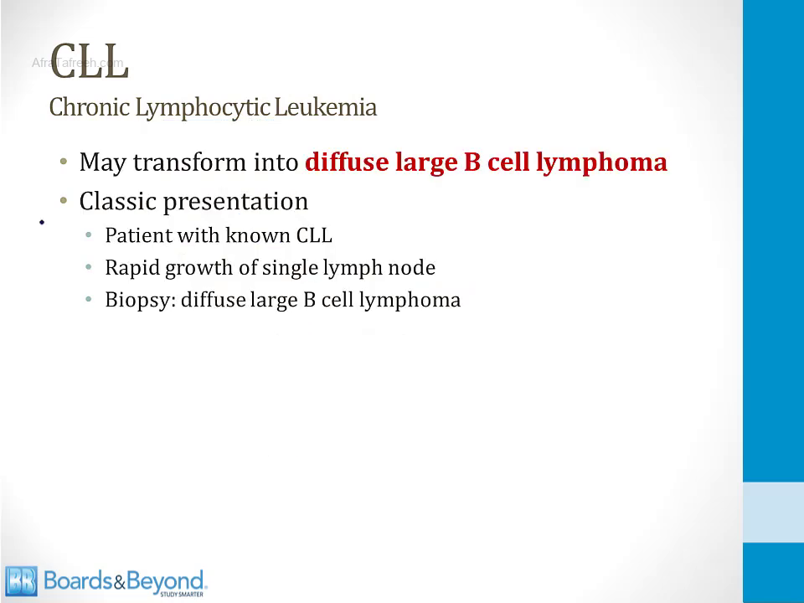The feared complication of CLL also relates to disrupted B cells, and that complication is transformation into a diffuse large B cell lymphoma. The classic presentation of this CLL complication is for a patient to present who has known CLL and develops rapid growth of a single lymph node. That lymph node is not growing from the CLL, it's growing because the CLL has transformed into a diffuse large B cell lymphoma, and a biopsy needs to be performed and it will show presence of large B cell lymphoma cells.